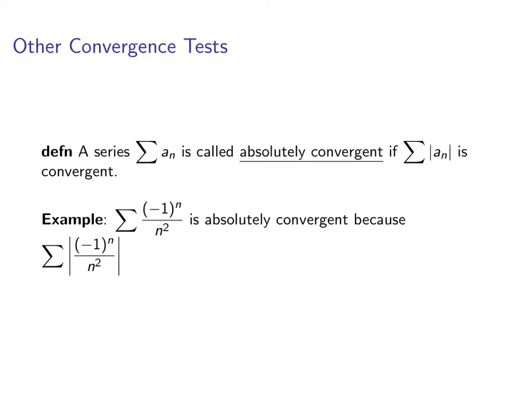Hello, calculus fans. So we're going to come up with a new definition here. We're going to call a series absolutely convergent if, when we put absolute value on the terms, we get a convergent series.